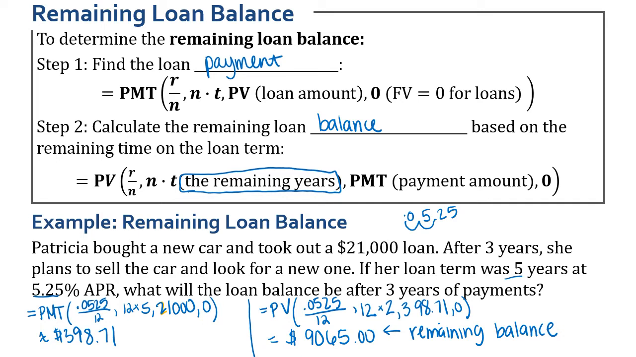Again, the tricky thing with this formula is just remembering that when you type in that T value, it's the remaining years left on the loan. So we're not putting in the 3 years. If she's paid for 3 years and it's a 5-year loan, that means she has 2 years left on the loan. That's the big thing to make sure you're paying attention to when you're using this formula. Let's do one more example.